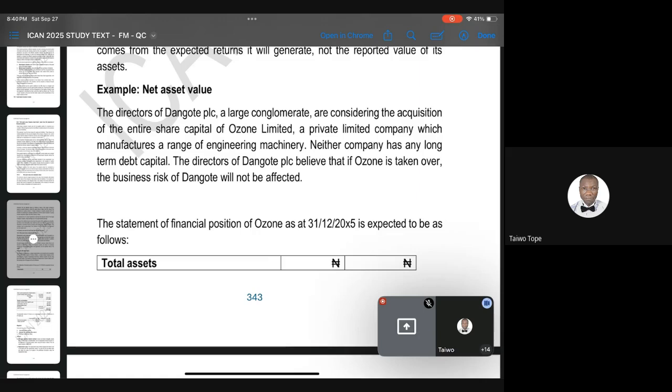So, the directors of Dangote PLC, a large conglomerate, are considering the acquisition of the entire share capital of Ozone Limited, a private limited company which manufactures a range of engineering machinery. Neither company has any long-term debt capital.